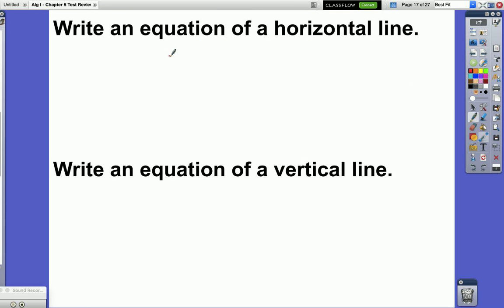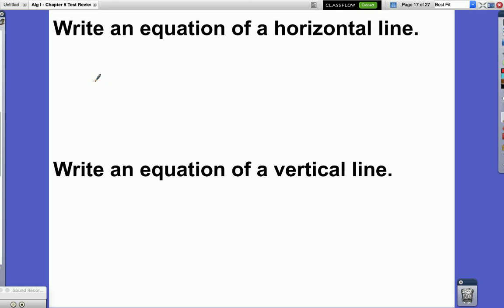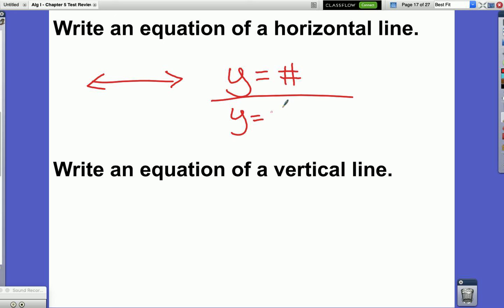Okay, write an equation of a horizontal line. Remember, horizontal lines are lines that go across our paper. They have a special type of line. They have a special type of equation. So this equation only has one of the variables, and that variable is y. So y equals some number. So when it asks you this question on the test, you should put y equals some number like 2, or y equals 5. Y equals any number is your answer.